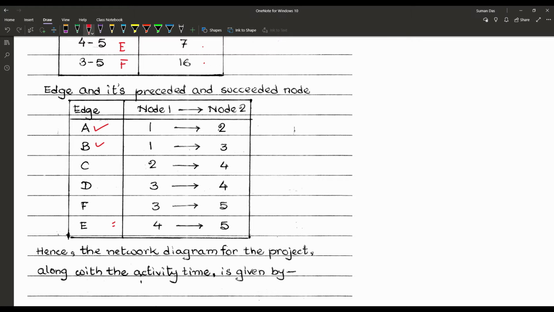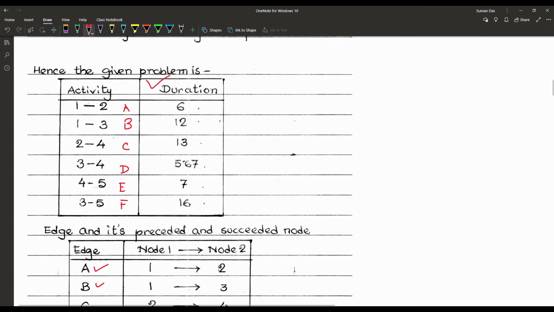Hence we can now construct the diagram. And how to construct the diagram? As there are 5 nodes, at first we draw node 1. Now from node 1 to node 2 the duration is 6, that is edge A. From 1 to 3 the edge is B and the time is 12. Next 2 to 4, we draw node 4, and that is given the name edge C and the time duration is 13.